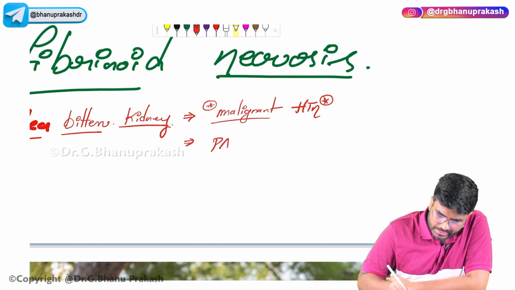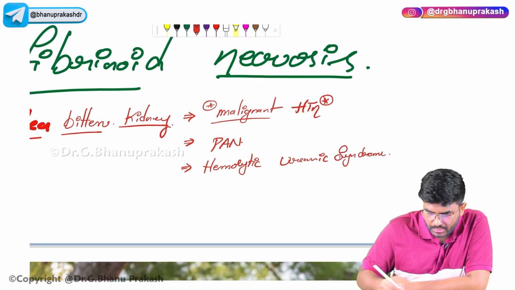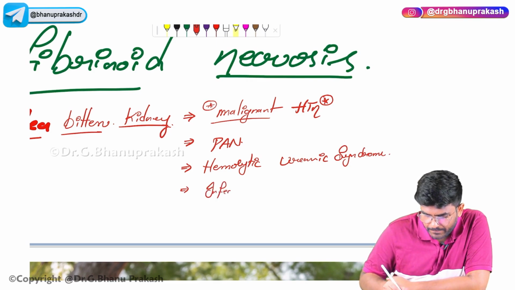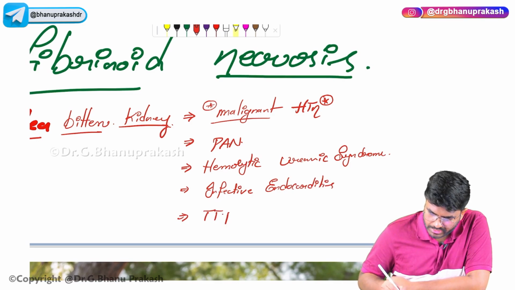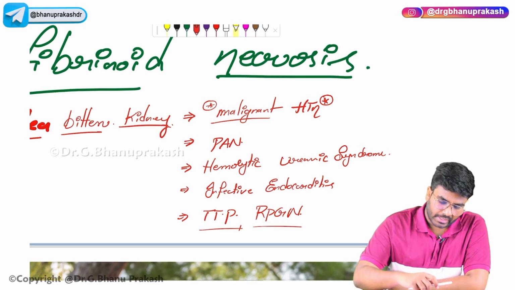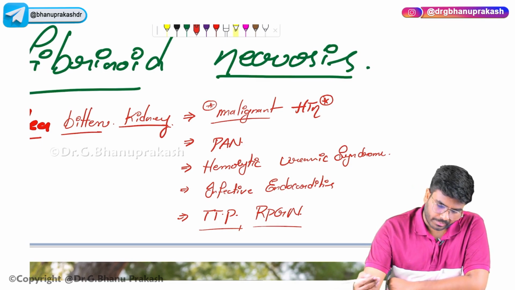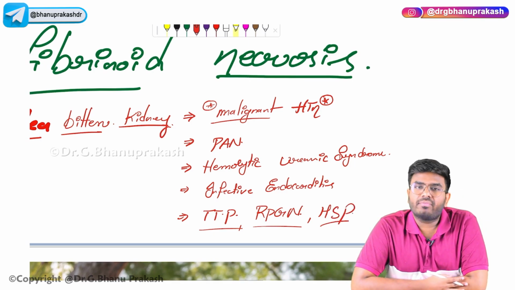Flea-bitten kidney is seen in malignant hypertension, polyarteritis nodosa, hemolytic uremic syndrome, infective endocarditis, thrombocytopenic purpura, and rapidly progressive glomerulonephritis. In all these conditions, malignant hypertension, polyarteritis nodosa, hemolytic uremic syndrome, infective endocarditis, thrombocytopenic purpura, rapidly progressive glomerulonephritis, and Henoch-Schönlein purpura, you can have a flea-bitten kidney.